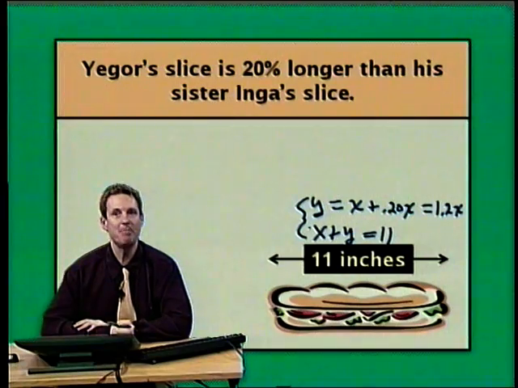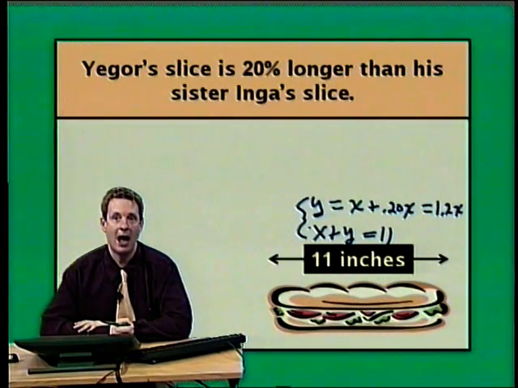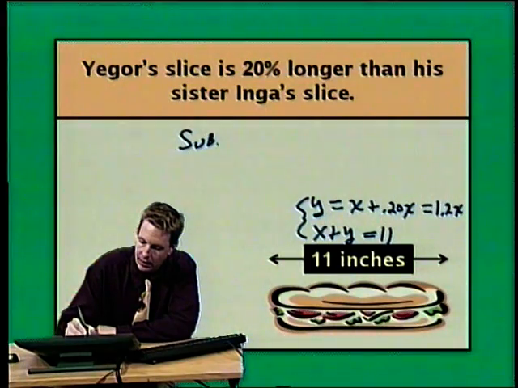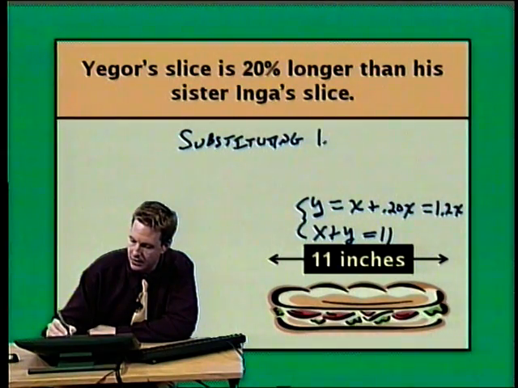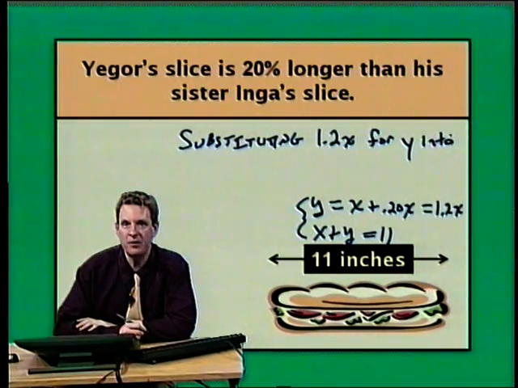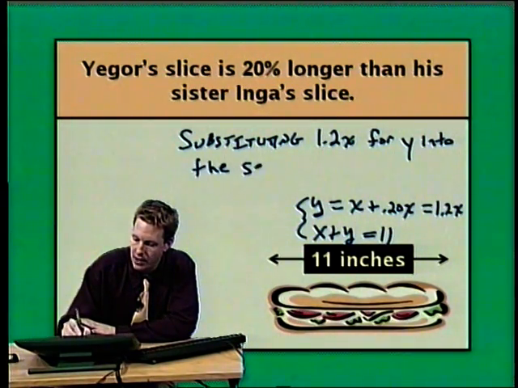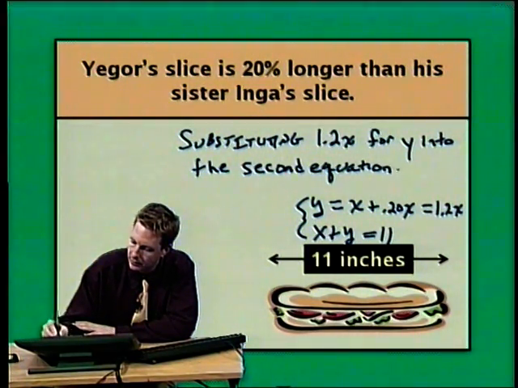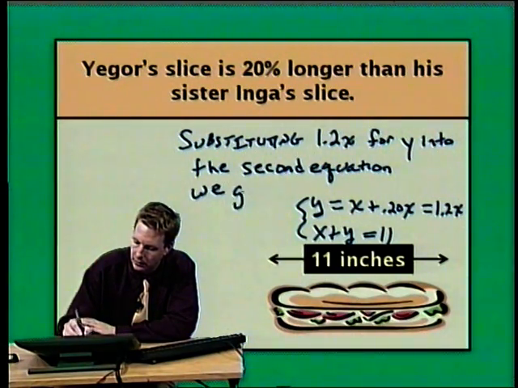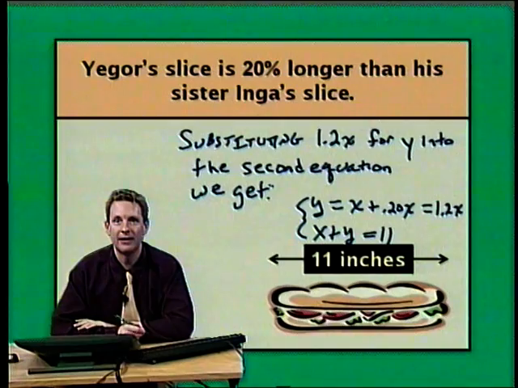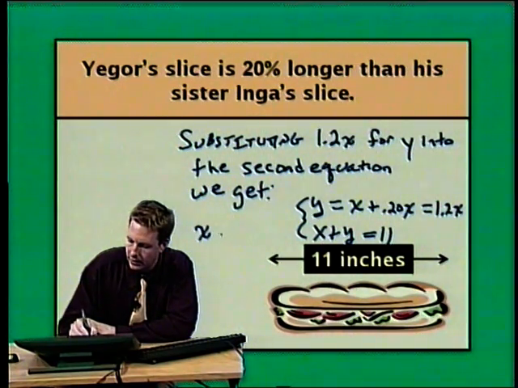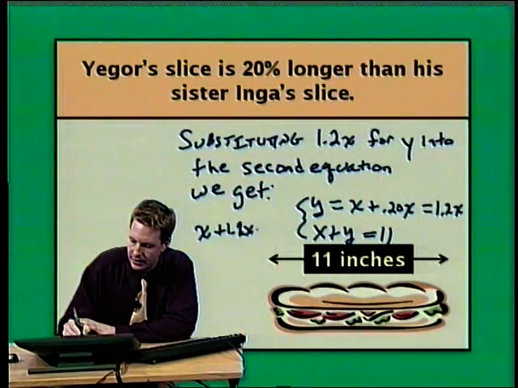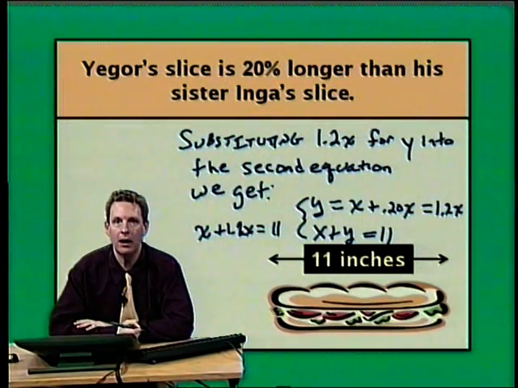This system is just begging me to use the method of substitution. I can take the fact that an expression for y in terms of x is 1.2x, and I can substitute that into the second equation. And when we do that, what do we get? We get x plus 1.2x. This sum has to be 11.